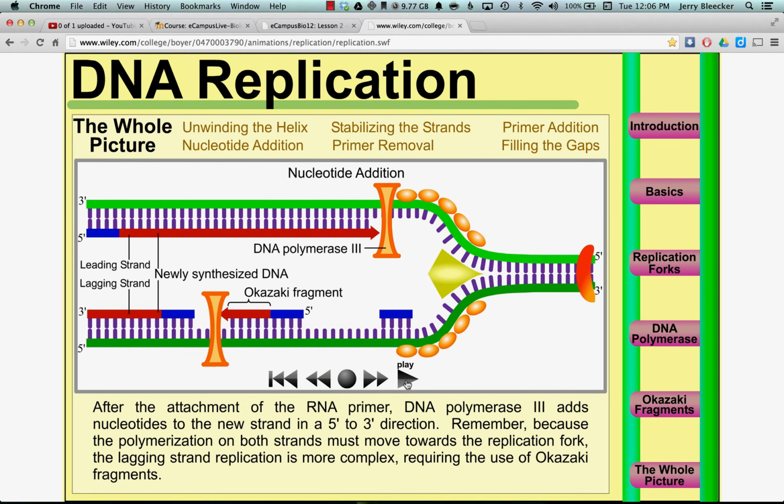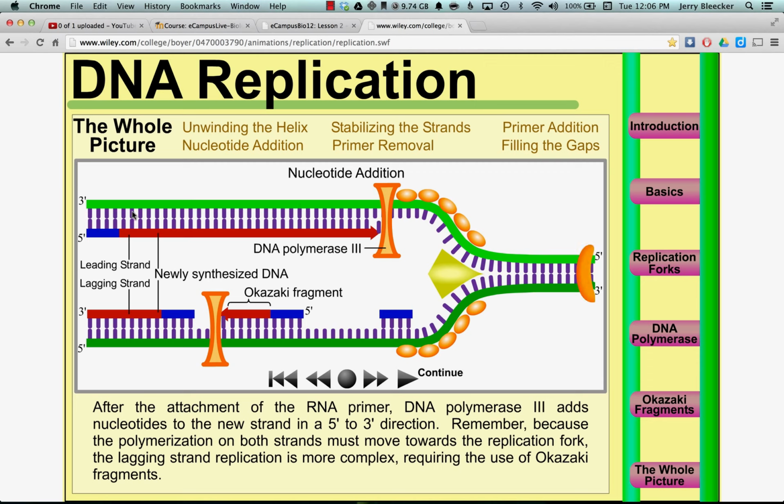Okay, so that red line represents the newly added DNA, and it's complementary to this strand. Now, by being complementary, what you have to realize is these nucleotides right here are exactly the same as the ones down here. They have to be the same because they have to match. So if that was adenine, that would have to be guanine.